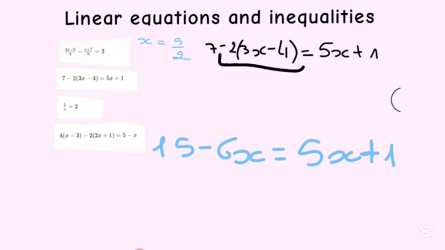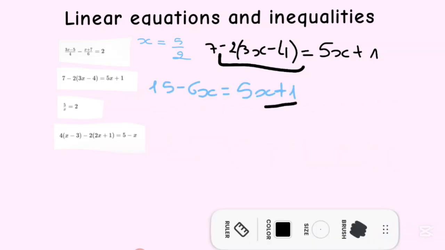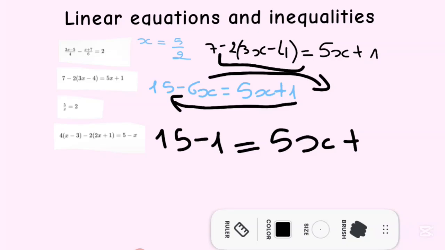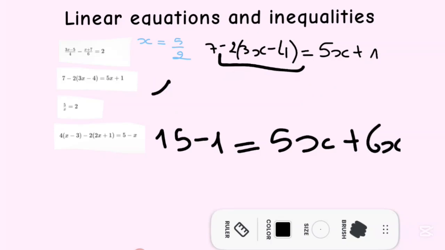So now what you do is you make the 1 go to the other side, and the sign is going to change, and the negative 6x also moves to the other side, and the sign is going to change. So that's going to be 15 minus 1 equals 5x plus 6x. The reason this is done like this is to make sure you're adding like terms.